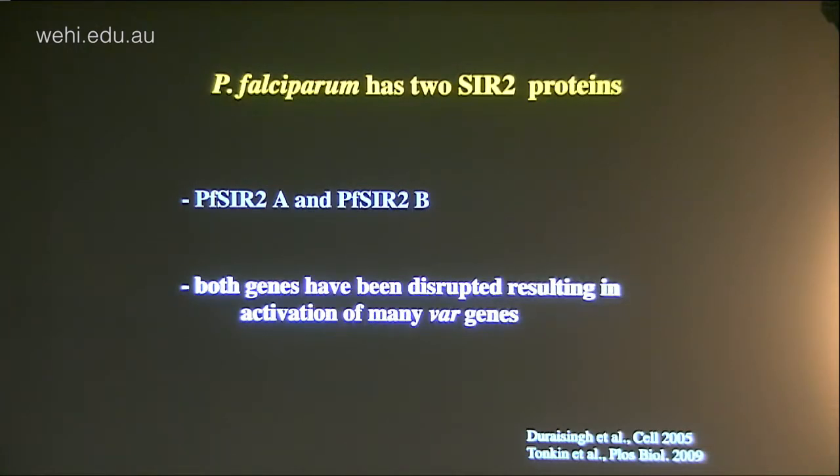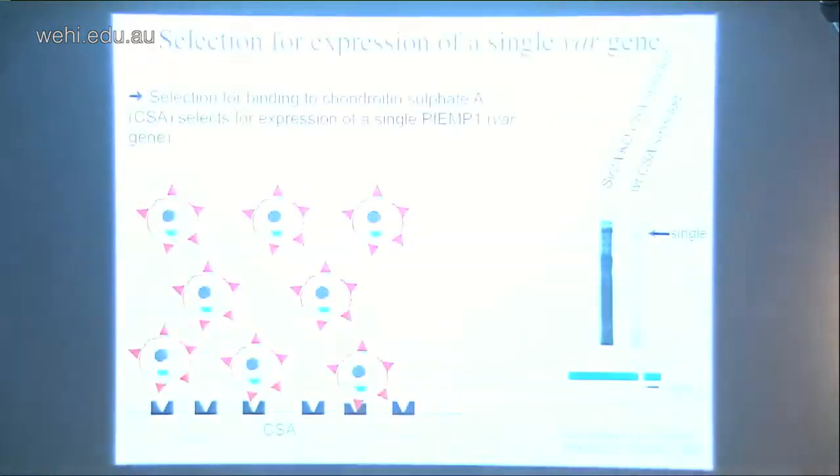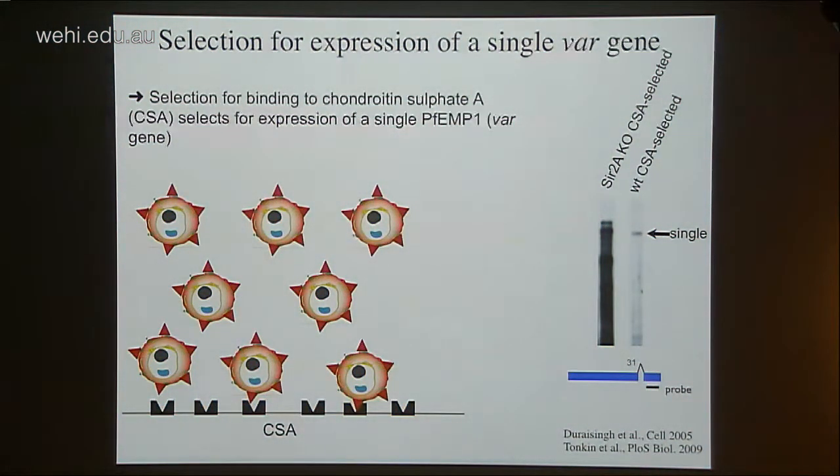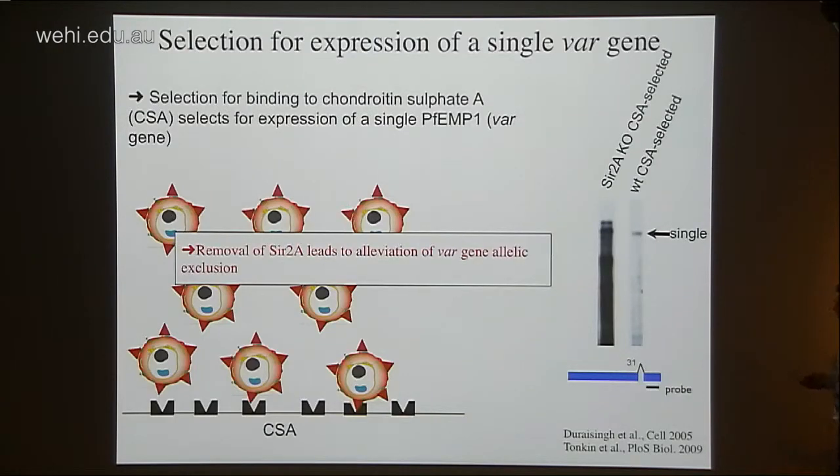But the interesting thing about this, when you disrupt one or the other, is that it activates many VAR genes. In other words, you release the silencing of a lot of the VAR genes, and you end up with multiple VAR genes expressed and multiple PfEMP1 proteins on the surface of the red blood cell. You can show this quite clearly in this experiment, where we've selected for VAR2CSA on and then knocked out the SIR2A gene. This is the parental line expressing one single VAR gene, in fact the VAR2CSA gene. And when you knock out SIR2A, you see a large number of VAR transcripts.